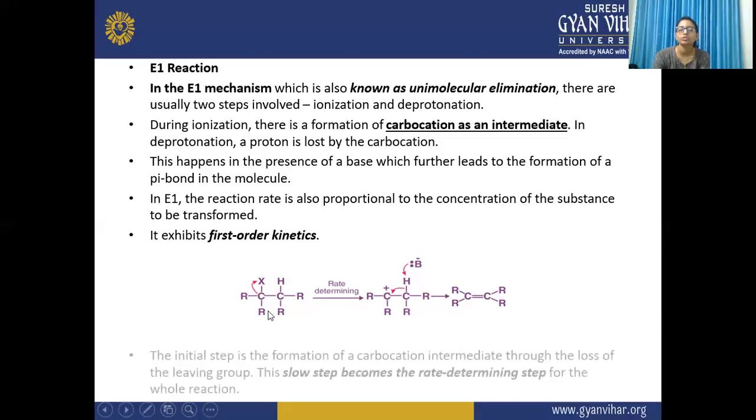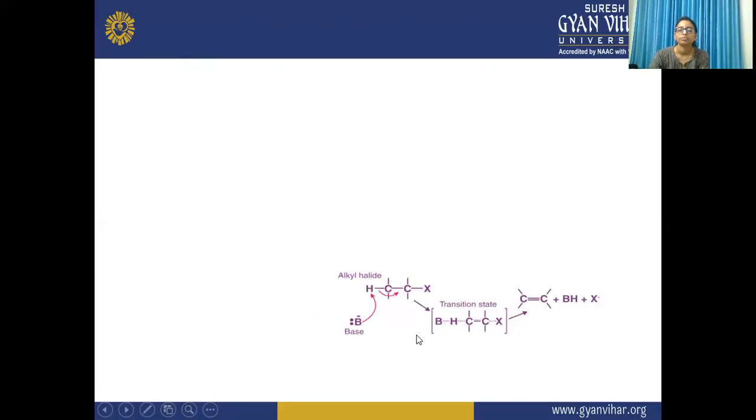In this reaction, you can see that the halogen is taking the bond. After that, there is a formation of carbocation. After that, the base attacks this proton, and there is a formation of a pi bond, or you can say a formation of alkene. The initial step is the formation of a carbocation intermediate through the loss of the leaving group. This slow step becomes the rate determining step for the whole reaction.